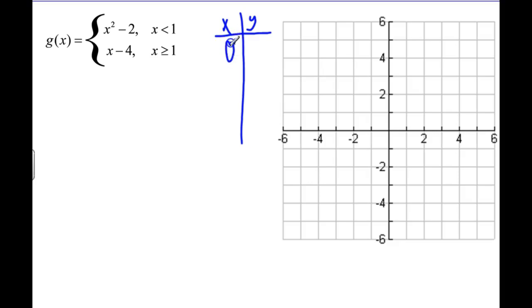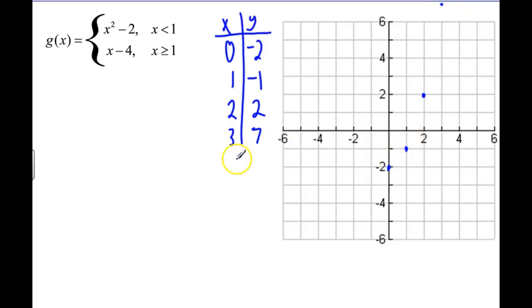So I'm going to plug in like 0 here. This will be 0 squared minus 2, which is negative 2. If I plug in 1, I get 1 minus 2, which is negative 1. Plug in 2, 2 squared is 4, 4 minus 2 is 2. 3 squared is 9, minus 2 is 7. Okay, let me see if I can plot these points. So (0, -2), (1, -1), (2, 2), (3, 7), somewhere way up there. So it's getting off the frame there at that point.